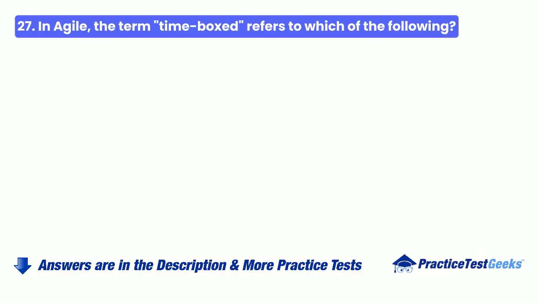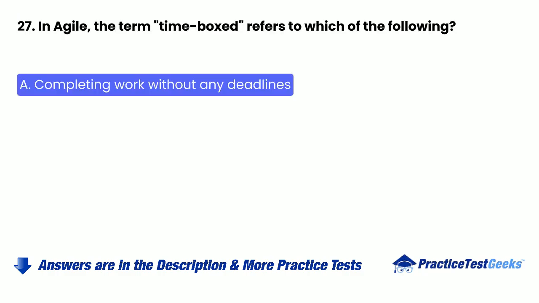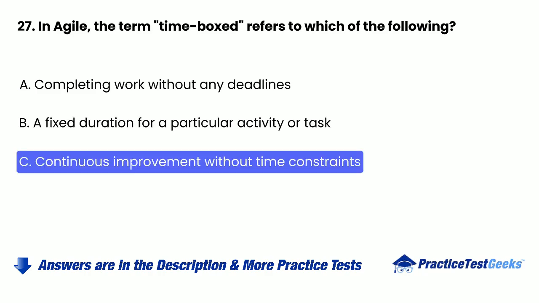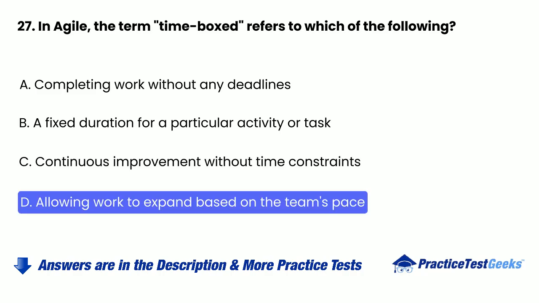(27) In Agile, the term time-boxed refers to which of the following? A. Completing work without any deadlines. B. A fixed duration for a particular activity or task. C. Continuous improvement without time constraints. D. Allowing work to expand based on the team's pace.